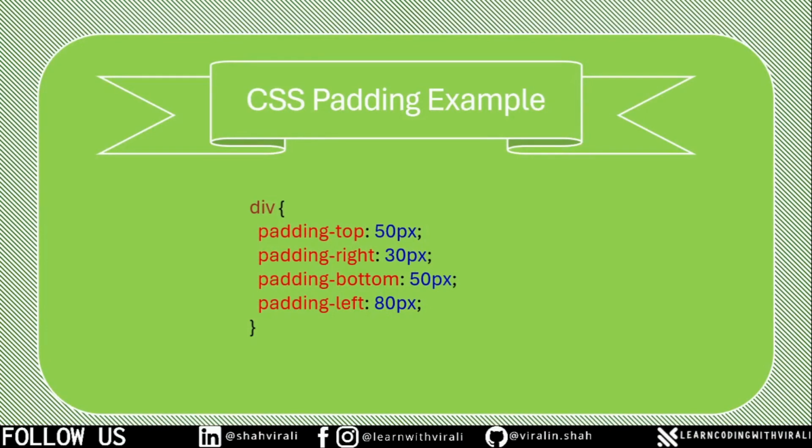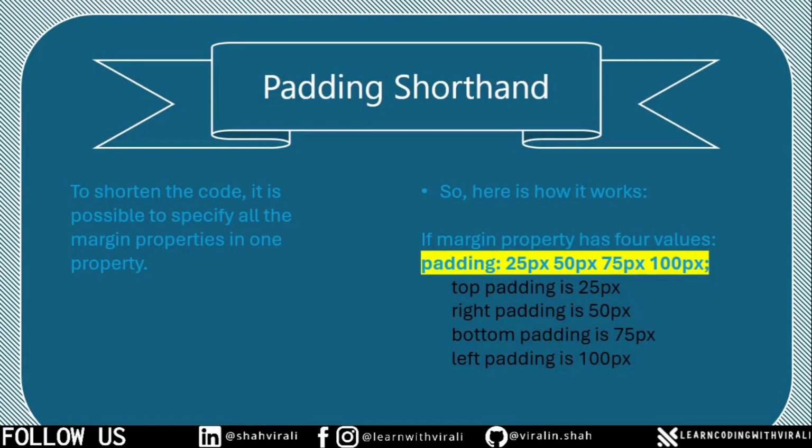Let us see a padding example. Here we have taken the div element to give the spaces in between the elements. So we have given the padding top as 50, padding right as 30, padding bottom as 50, and then padding left as 80.